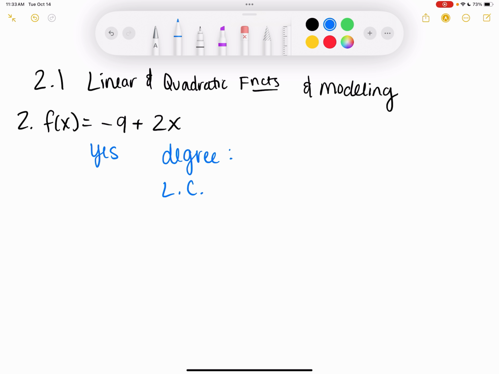So what would the degree of this one be? 9? Nope. 2? 1. So whatever the power is on your variable, your highest powered term. And then the leading coefficient is the number in front of your highest powered term. A lot of people would say that it's -9. It is not. It is 2.